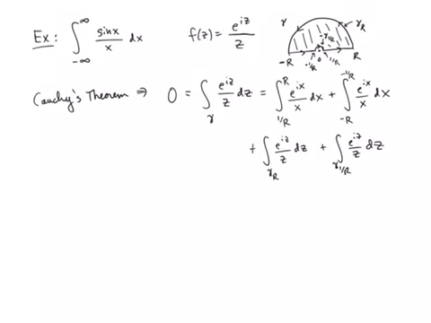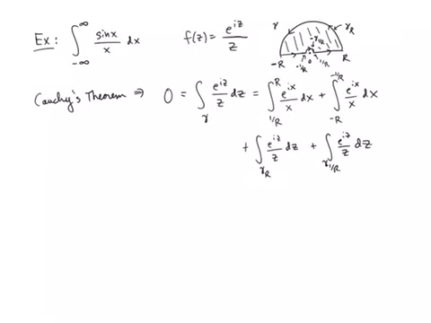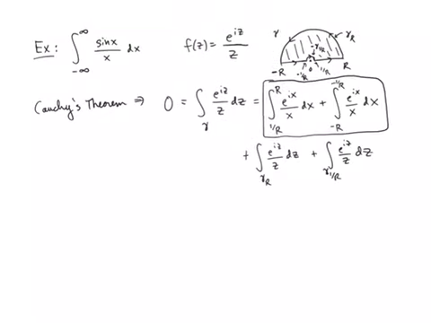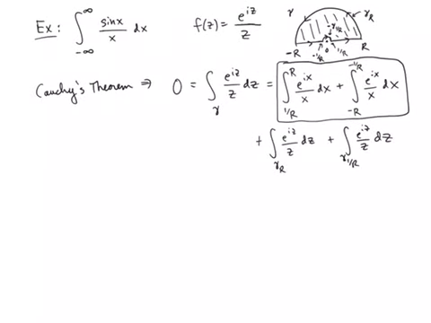So as before, what we're going to do is take the limit as r goes to infinity. So as r goes to infinity, these two together are going to make up our indefinite integral that we're interested in, and we have to figure out what's going on with these other things. So let's look first at that one.